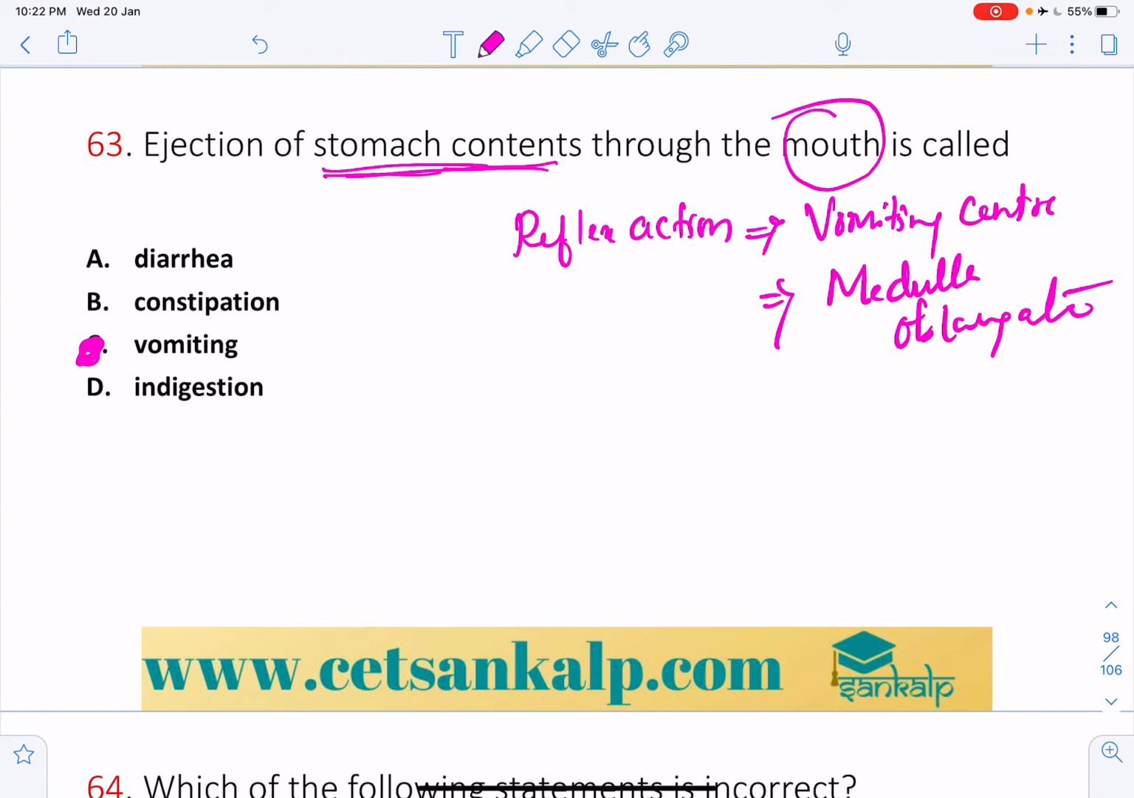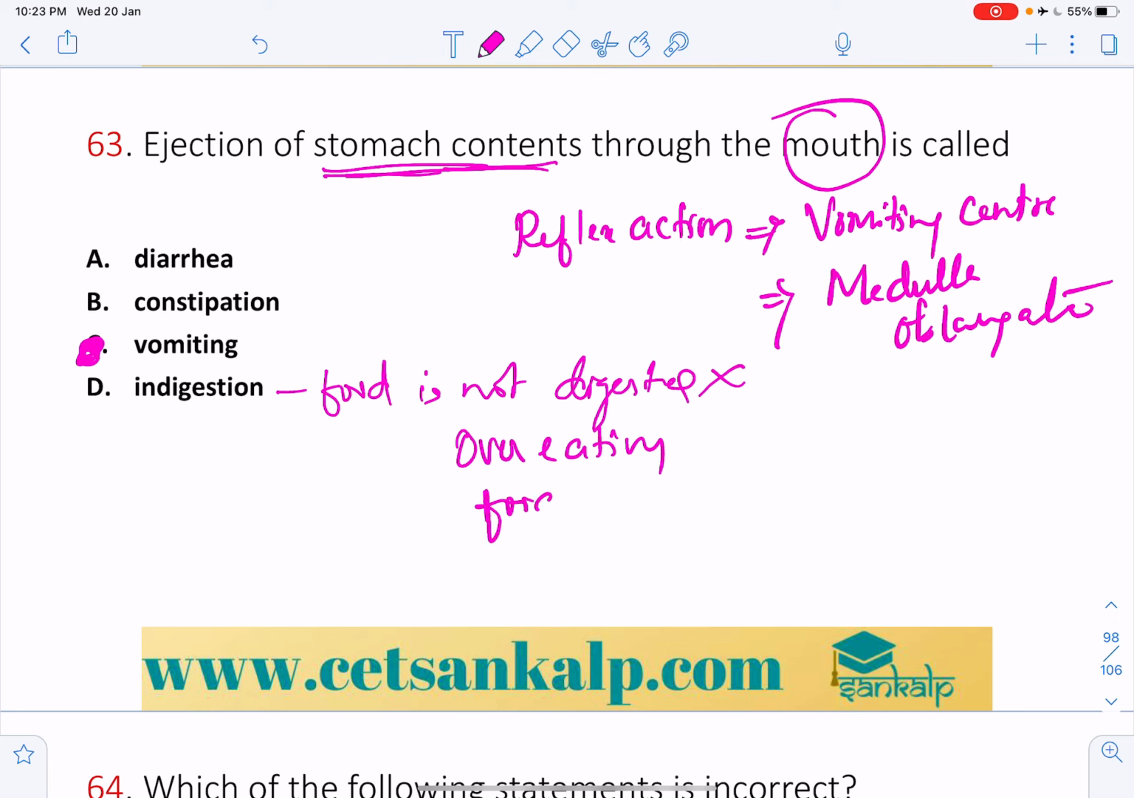So these things are going to take place. In digestion, we know that the food is not digested properly. The causes may be anxiety, food poisoning, overeating, and spicy food. So indigestion is because of anxiety, food poisoning, overeating, and more spicy food, that is food which is completely spicy. We're going to consider these as the causes for indigestion.